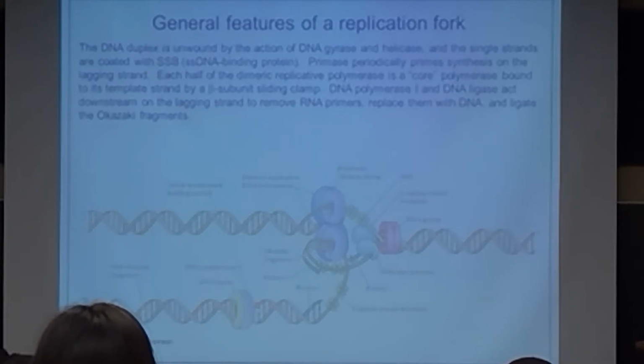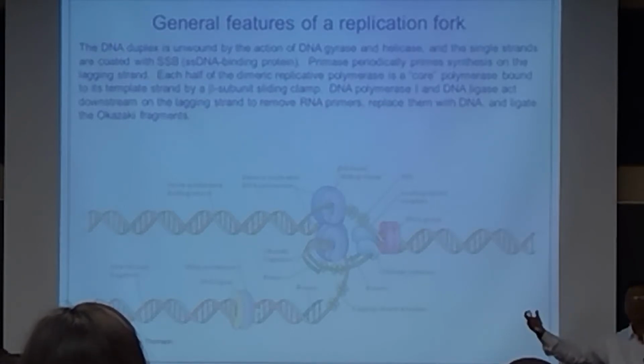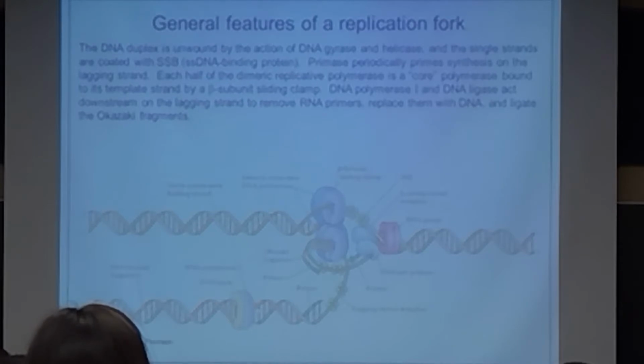Okay. Now, once the helicase opens the single-stranded DNA, it has to hold it single-stranded until the replication is complete. Does it make sense? So there are a lot of proteins in the cell which are kind of single-strand binding proteins. Do you see here?